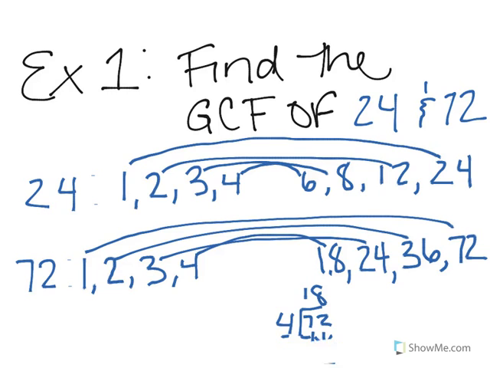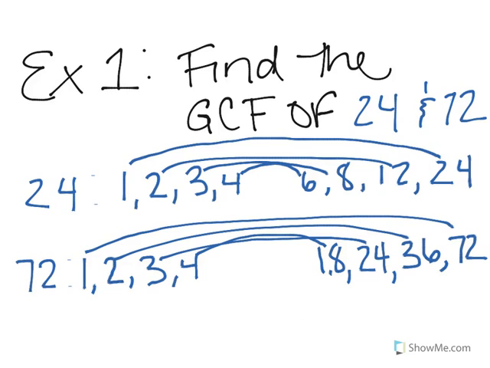Again, I'm going to erase this so I have room. Okay, can 5 go into 72? Well, I know 72 doesn't end in a 0 or a 5, so I know 5 doesn't go into it. Let's see, can 6 go into 72? Let's see if 6 can go into 72.